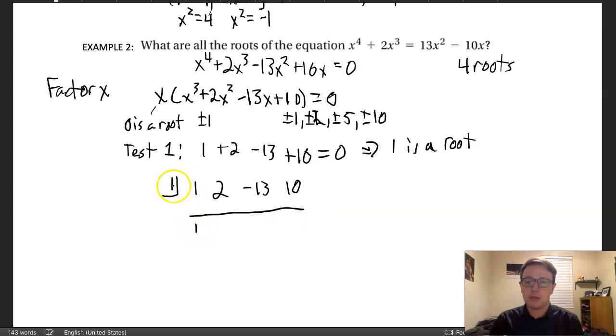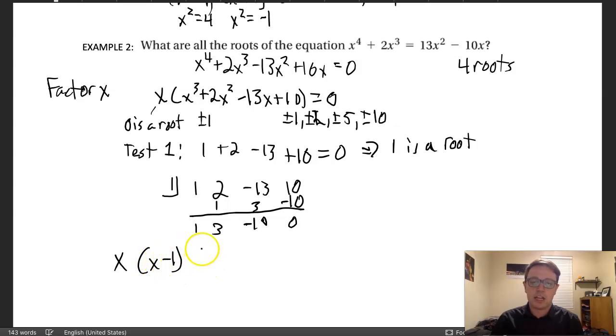So we pull down the 1, we multiply it. That gets us to 3. We multiply that. Negative 13 plus 3 is going to give us negative 10. And that'll get us to 0. So what does this mean? It means we pulled out an x to start. 1 is our root, meaning that our factor, right, we have to flip the sign, is x minus 1. And we're left with x squared plus 3x minus 10.